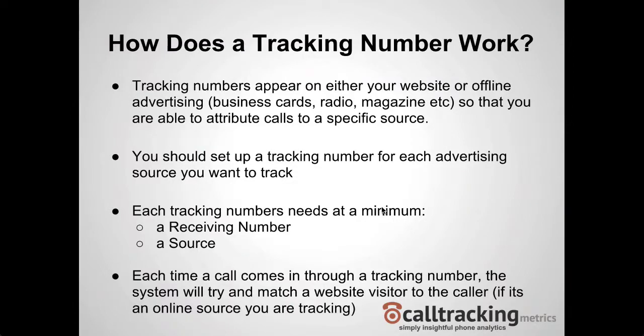Each time you set up a tracking number, you need to assign two things to it. You need to assign a receiving number, which is where your tracking number will be ringing to, and you need to assign a source, which is the advertising channel that that particular tracking number is tracking. And each time a call comes in through that number, the system, if it's tracking an online source, is going to try to match a website visitor to that particular caller.